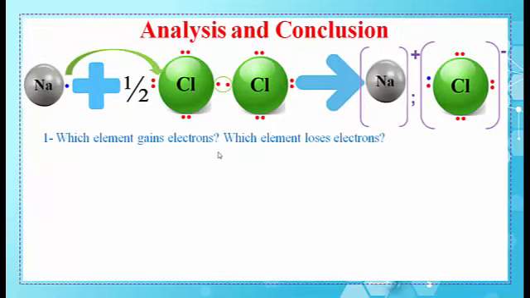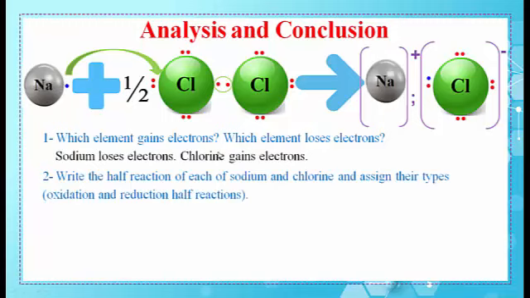Let's answer also some questions about this video. Which element gains electrons and which element loses electrons? Here you can see that sodium is going to lose electrons and chlorine is going to gain this electron lost by Na. Question 2: write the half reaction of each of sodium and chlorine and assign their types as oxidation and reduction half reactions.